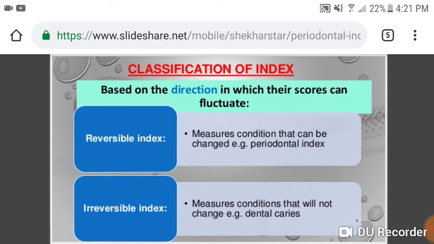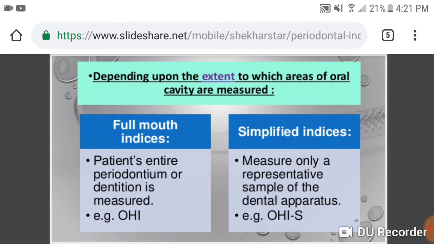Classification of index. Based on the direction in which their scores fluctuate. Reversible index measures conditions that can be changed. Example, periodontal index. Irreversible index measures conditions that will not change. Example, dental caries. Dental caries will not go back. It can only be paused, but cannot be reversed. But periodontal index can be reversed.